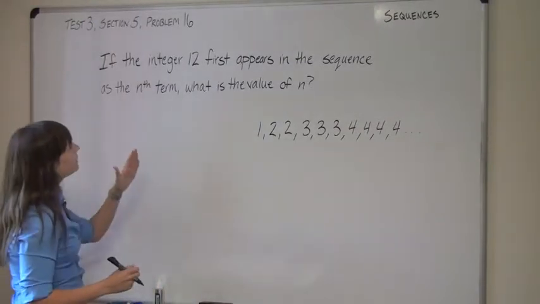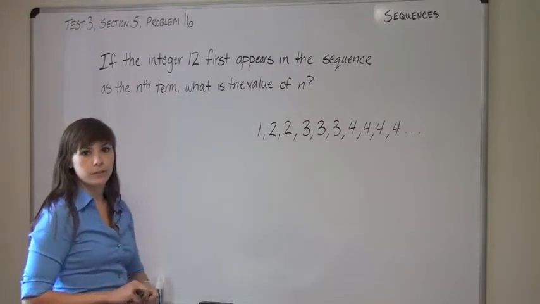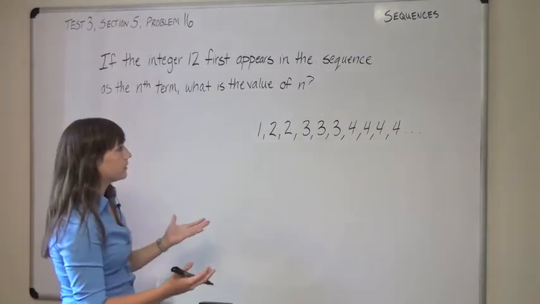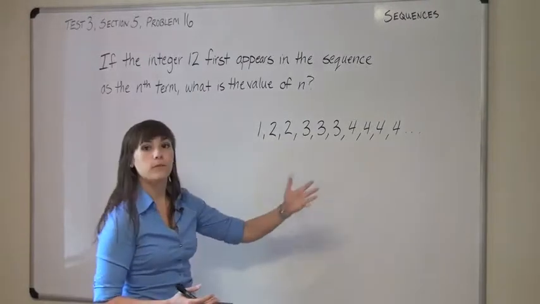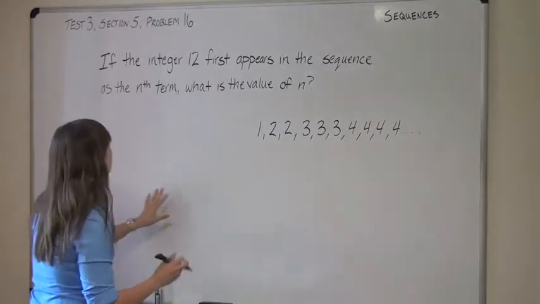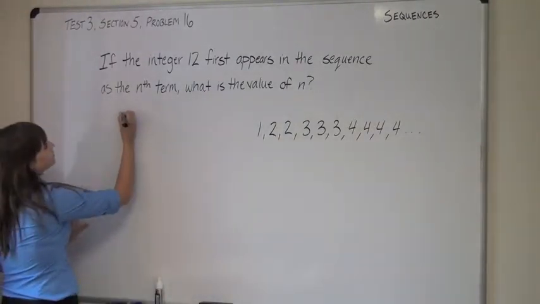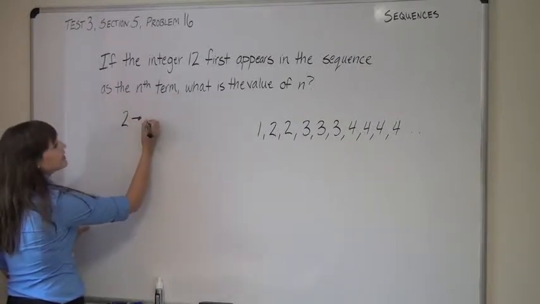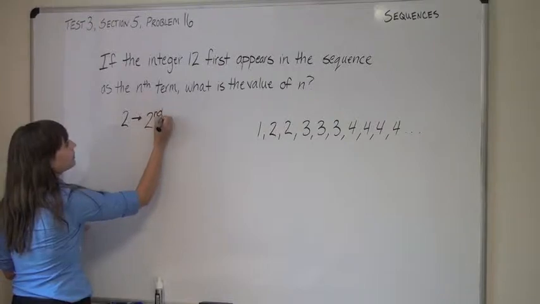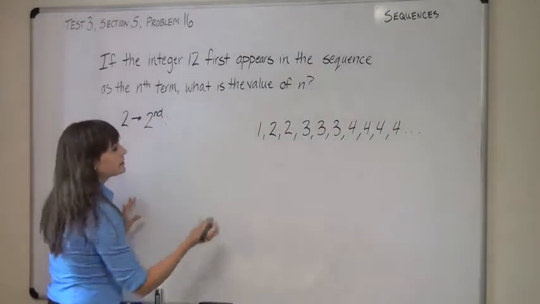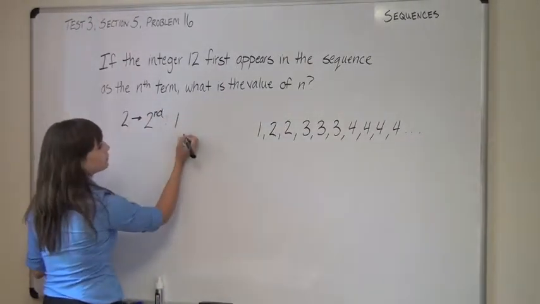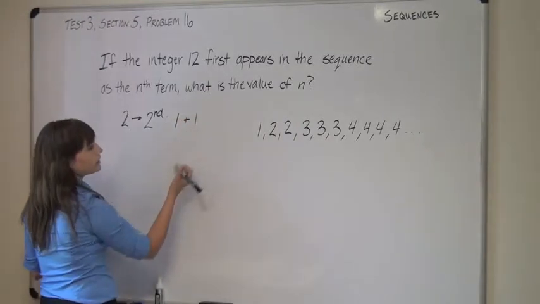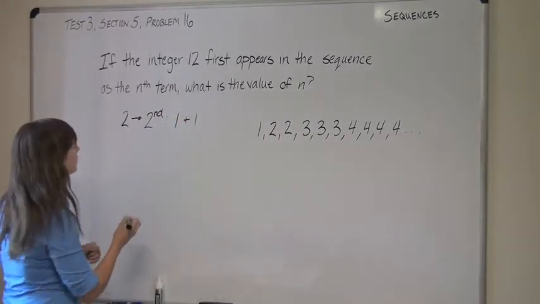What I mean here is if I want to find when the integer 12 first appears, let's look for a pattern of when the integer 2, 3, and 4 first appears. So, the integer 2 first appears as the second term. How can I break that down? Well, there's 1, 1, and then the very next term is the number 2.